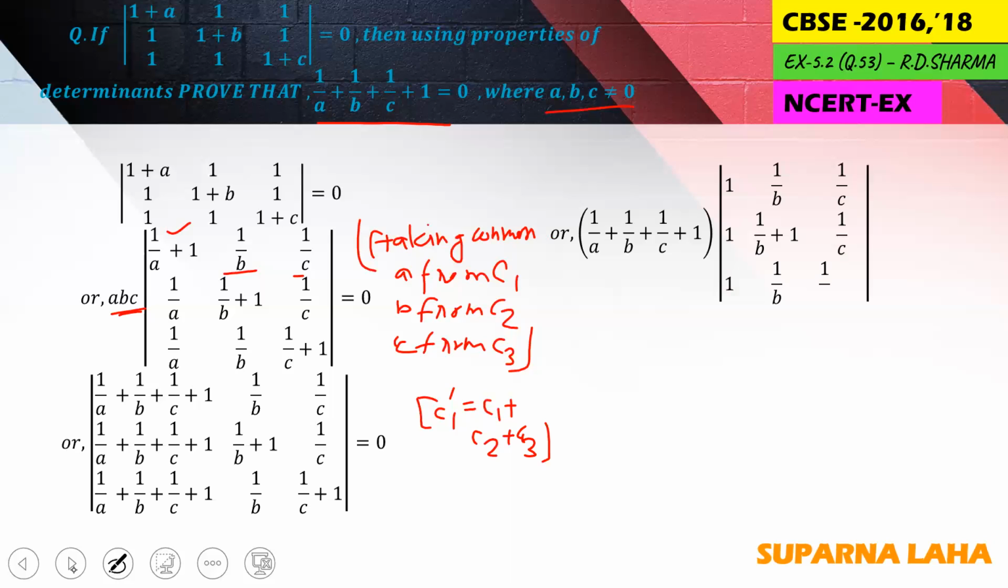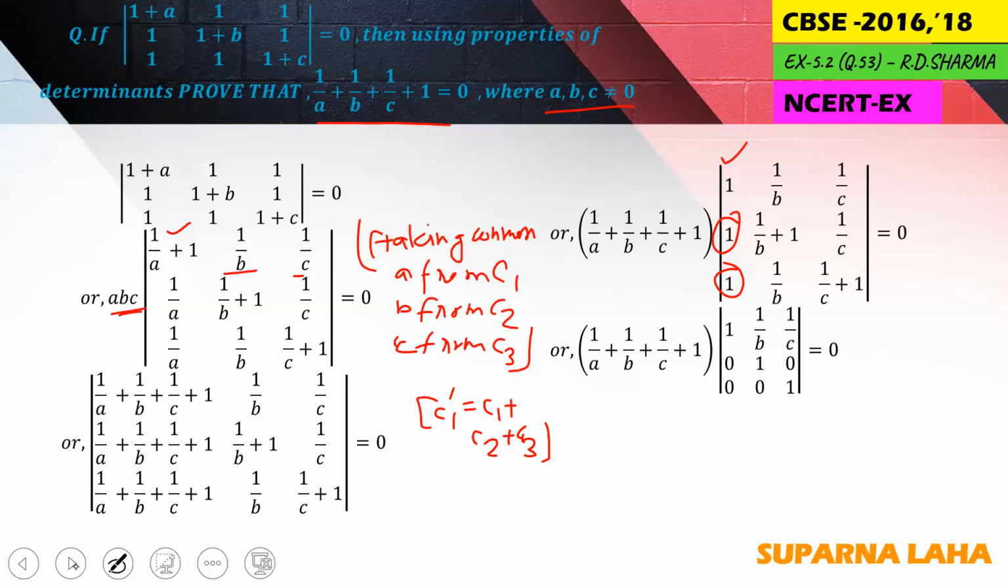So look at this determinant, look at the first column: 1, 1 and 1. So 3 elements are 1, so make this one and this one 0. So that means R2 dash is equal to R2 minus R1 and R3 dash is R3 minus R1. So write it down, R2 dash is given by R2 minus R1 and R3 dash is given by R3 minus R1. And here also write down that taking common, no space is there, so I'm not writing it down.